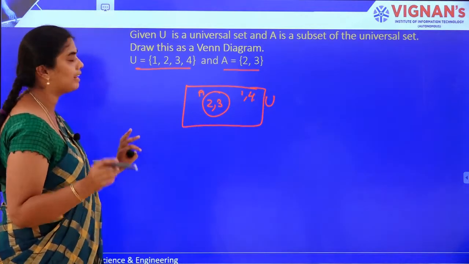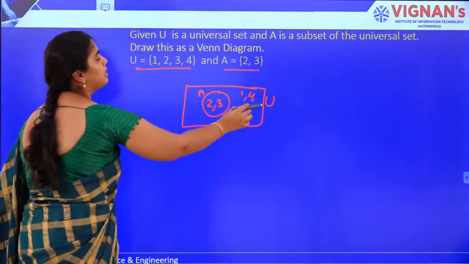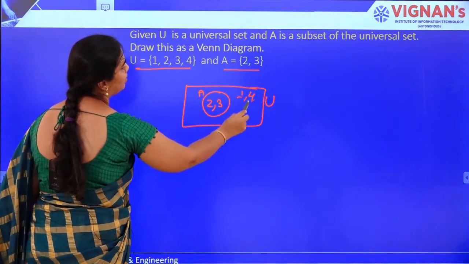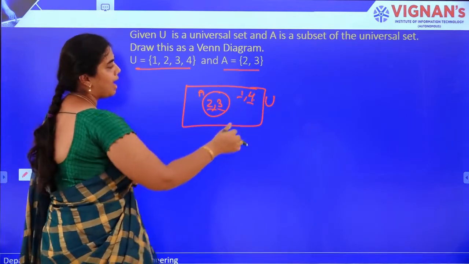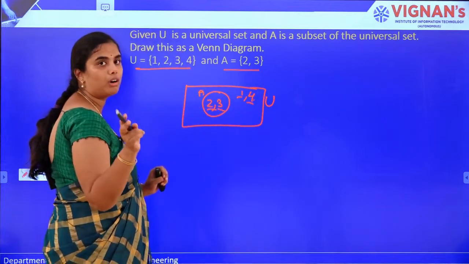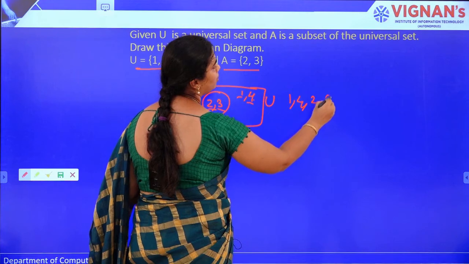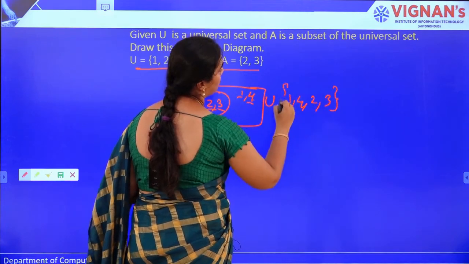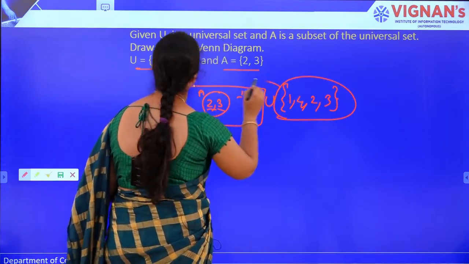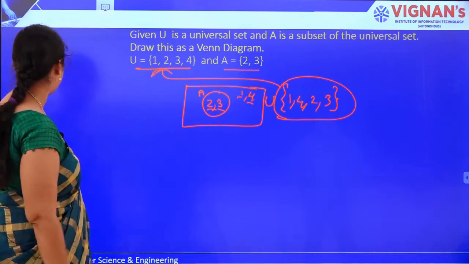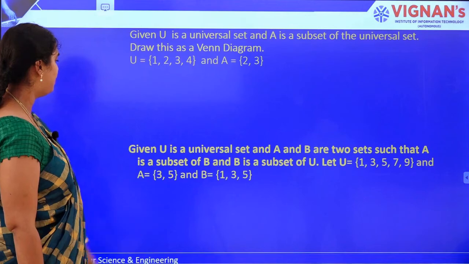If you see this Venn diagram, and if someone asks what this universal set contains, you can easily say it contains 1, 4, 2, 3. As you already know, for a set the order of elements doesn't matter. So if you write 1, 4, 2, 3, this also represents the same universal set mentioned over here. This is the first example of a Venn diagram.